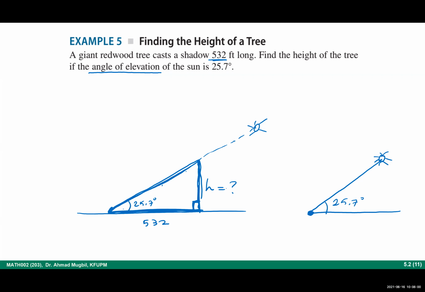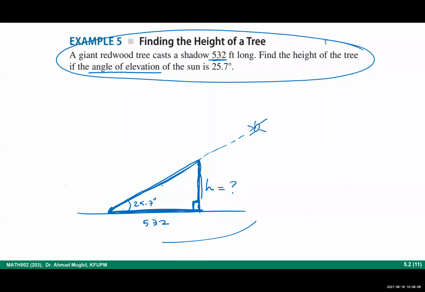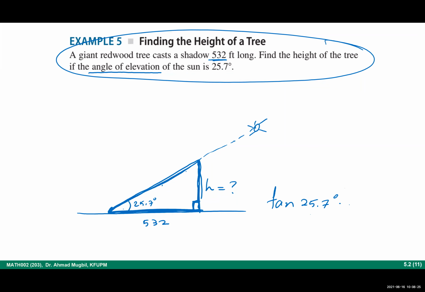Now, how do we find h? Who can tell me? If you translate this from English to a figure, khalas, you solve it. Now use your previous skills. So what should we use? Tangent, secant, sine, whatever? Tangent. Tangent 25.7 equals what? The opposite over the adjacent. It will be h over 532.